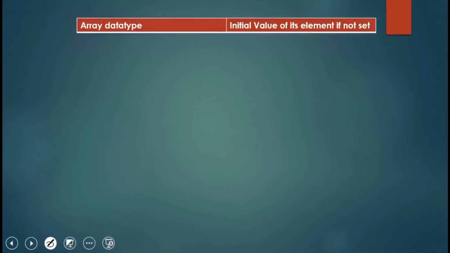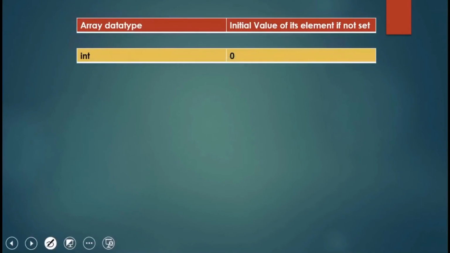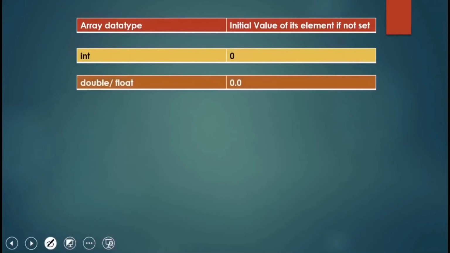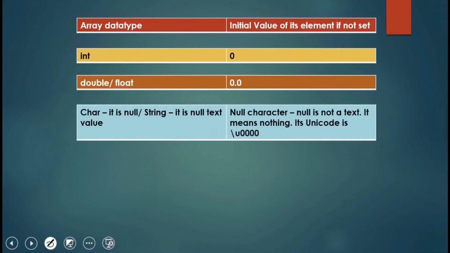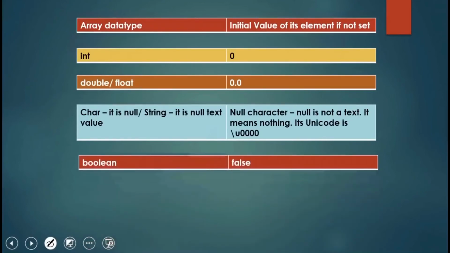In the previous example, we assigned the values later on, but we didn't check what the values would be when you immediately declare it. So let's see. If it is an integer data type array, then the initial values of all the elements inside it will be 0. If it is a double or a float data type array, then all the values would be 0.0. For char and for string, it will be null. And for boolean, it is always false.